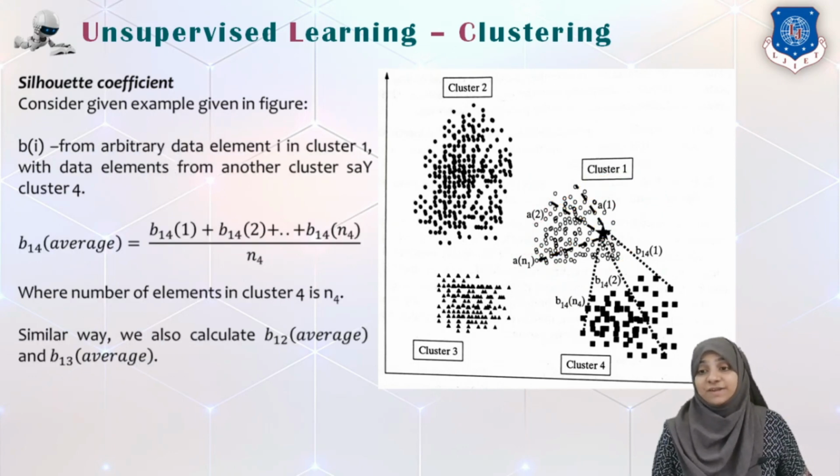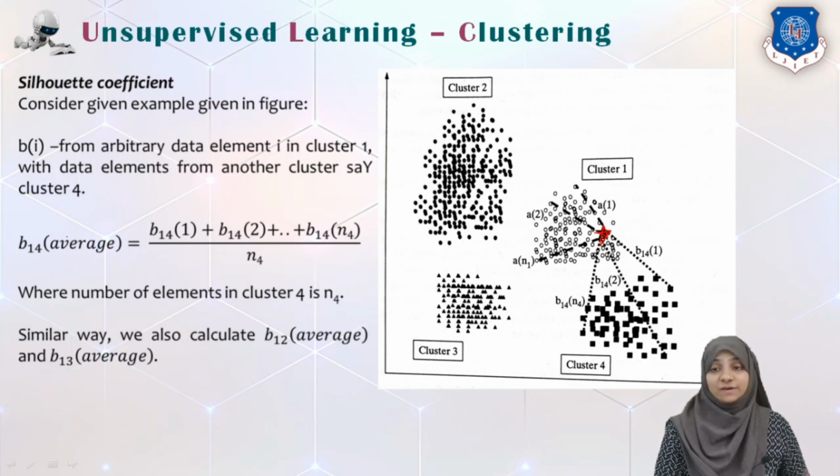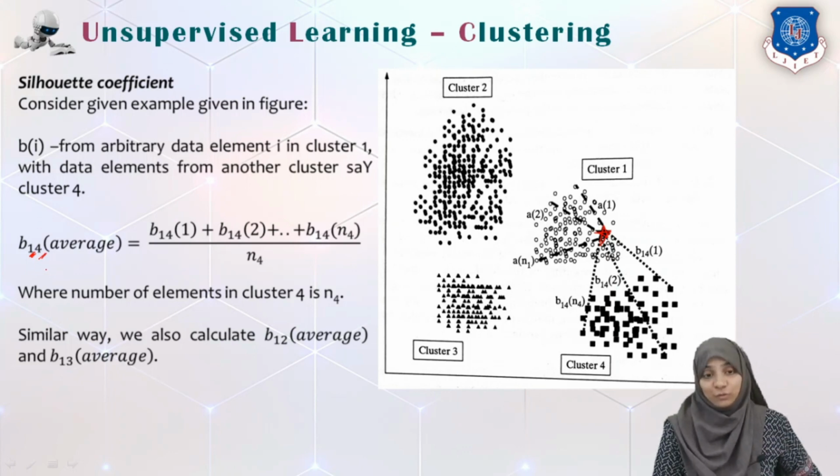Now, if I am considering this particular sample as my ith sample, how do we calculate b(1,4)? Since this sample belongs to cluster one, that's why b(1) is written. And we are now considering another cluster, the fourth cluster.